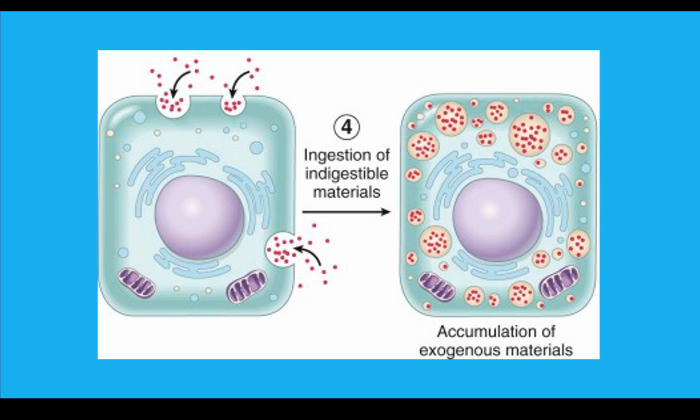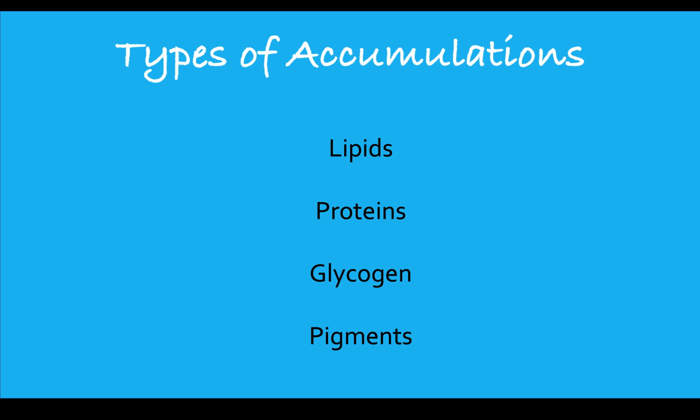So these accumulations, can this be fixed? If these accumulate inside the cell, can you get rid of them? It kind of just depends. Sometimes this is reversible, and sometimes it does lead to cell death. It depends on the type and the severity of the accumulation. We just went through the 4 ways that this can happen. Now we're going to go over the 4 basic types of these accumulations. The 4 main types are lipids, proteins, glycogen, and pigments. We're going to start with lipids.